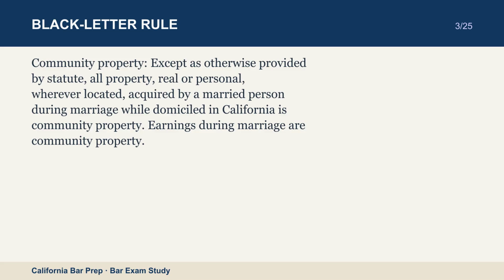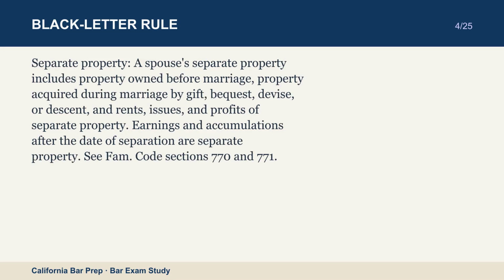Separate property. A spouse's separate property includes property owned before marriage, property acquired during marriage by gift, bequest, devise, or descent, and rents, issues, and profits of separate property. Earnings and accumulations after the date of separation are separate property. See Fam. Code Sections 770 and 771.